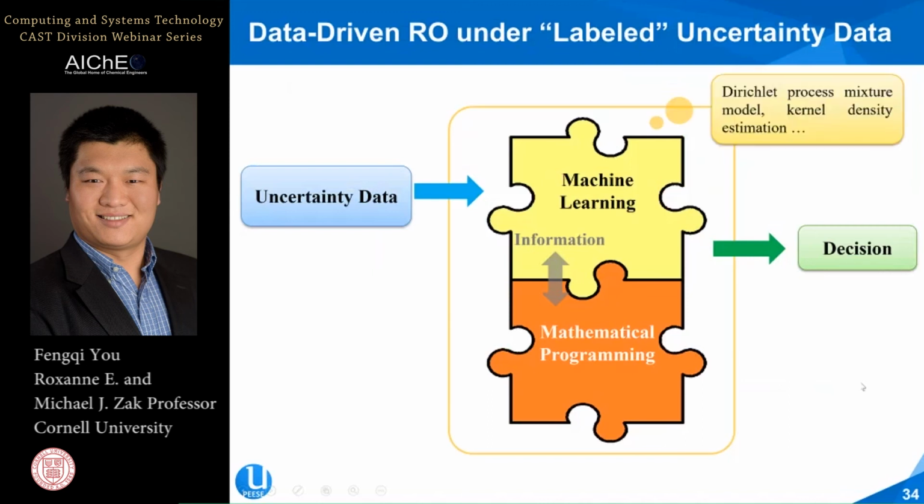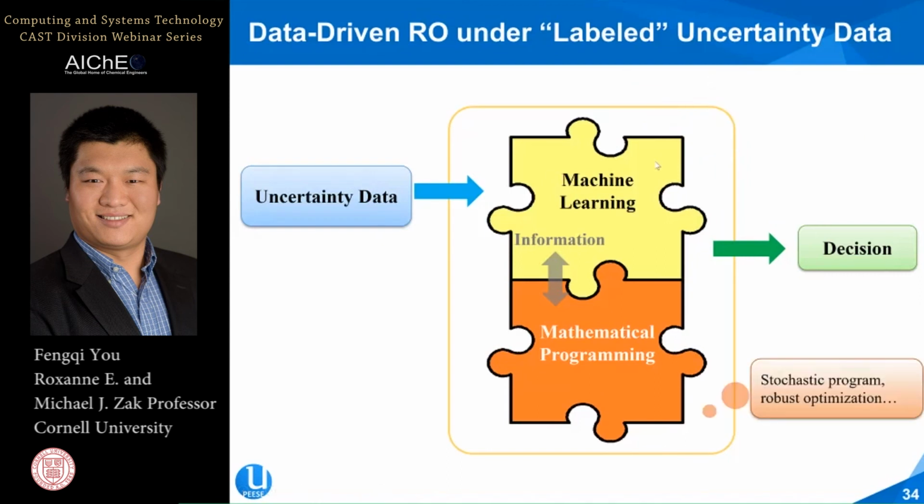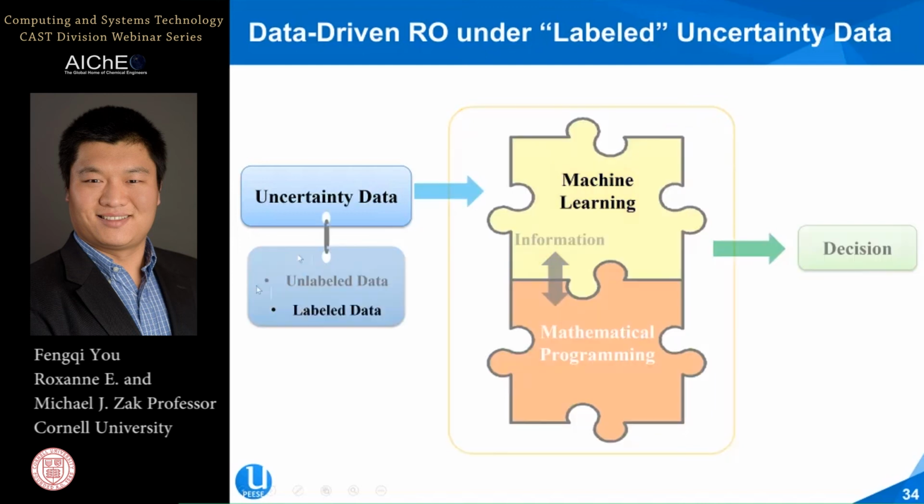Of course, the machine learning here could be Dirichlet process mixture model, kernel density estimation, or any machine learning technique. The mathematical programming approach could be stochastic programming, robust optimization, among others. But what we have mentioned earlier is essentially about data, where you're only dealing with one kind of data. We don't really differentiate them.